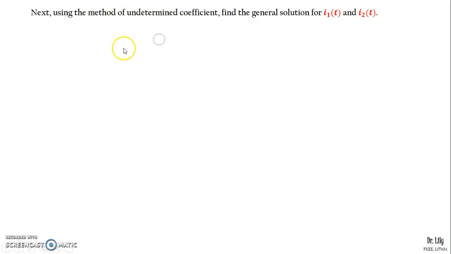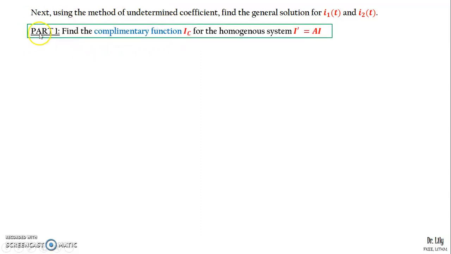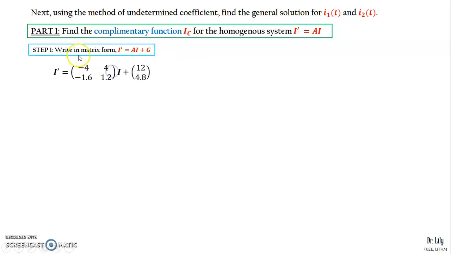So once kita dah modelkan persamaan tadi daripada circuit, kita kena solvekan I1(t) dan I2(t) menggunakan teknik method of undetermined coefficient. Okay, so kita pergi kepada step by step. For part number 1, macam biasa cari complementary function IC. So you need to write in the matrix form. Yang ni you dah buat tadi, you dah tulis dalam bentuk matrix form.